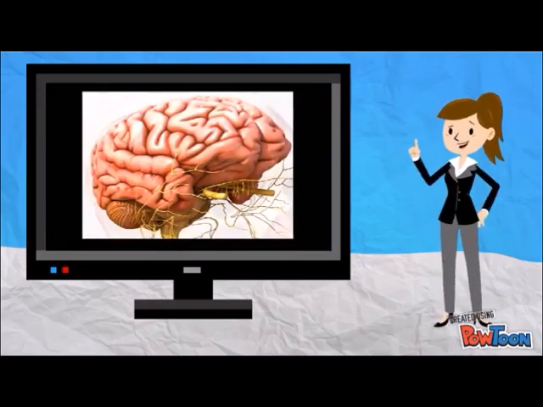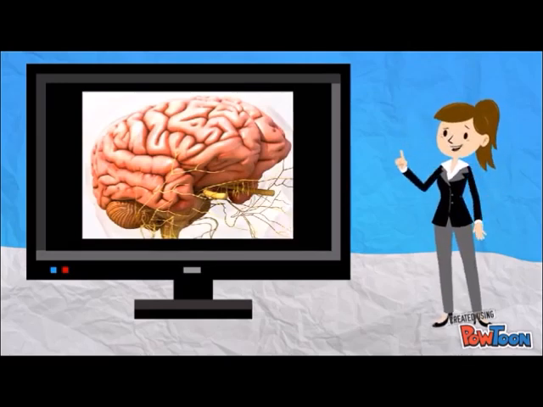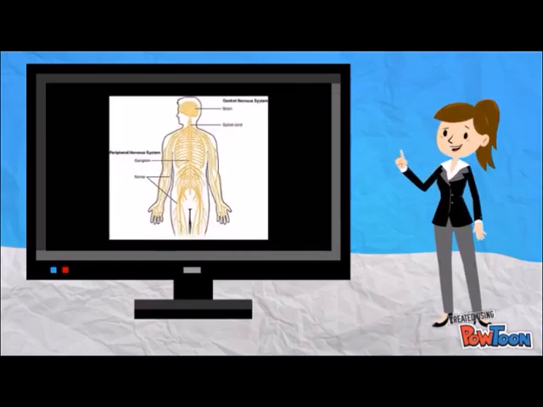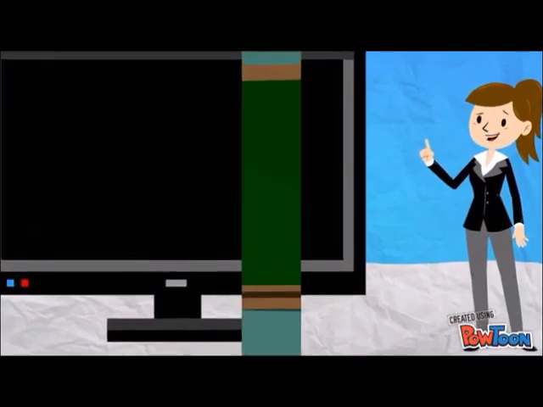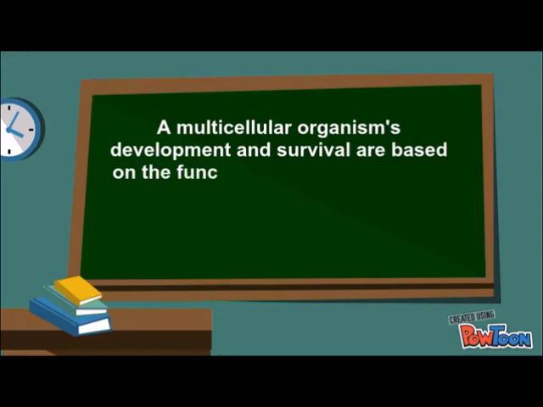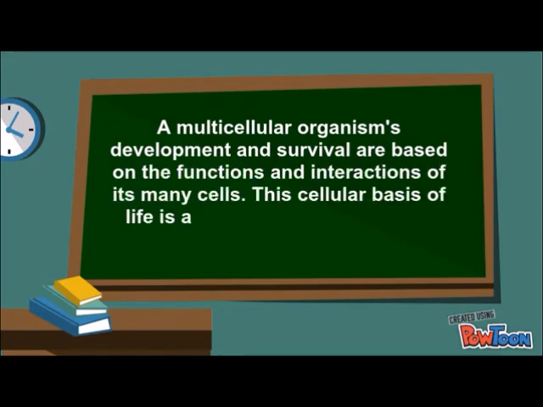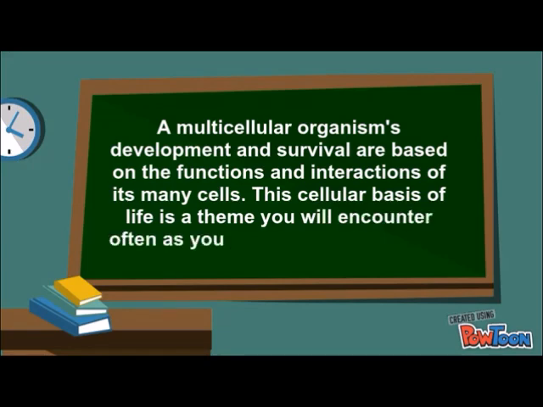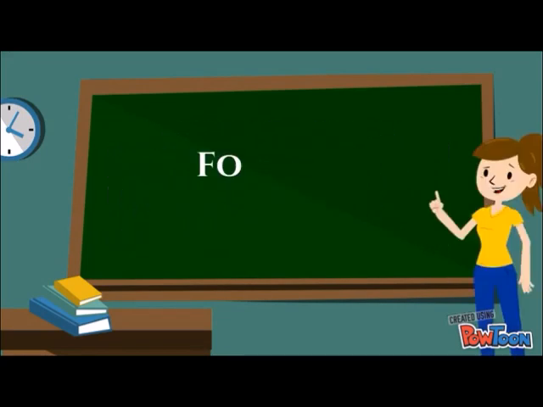Several types of tissue together may make up a structure called an organ. The brain is an organ that consists of nerve tissue and other types of tissue. Finally, several organs that together carry out a major body function make up an organ system. In this example, the brain, spinal cord, and nerves make up the organ system called the nervous system. A multicellular organism's development and survival are based on the functions and interactions of its many cells. The cellular basis of life is a theme you will encounter often as you explore the living world.